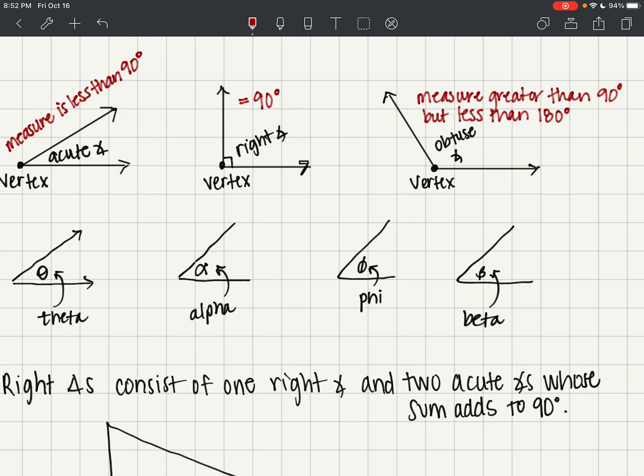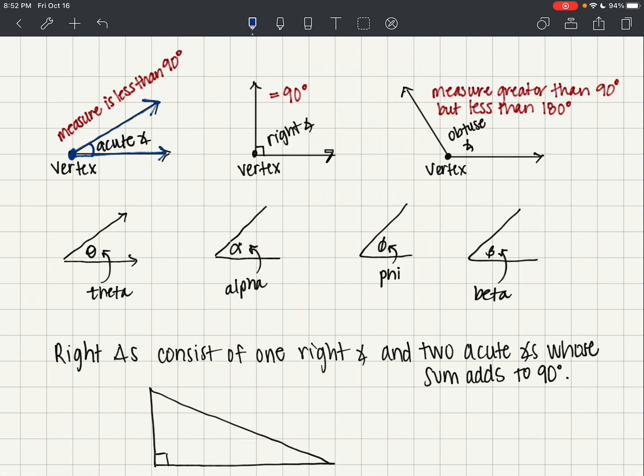Now, an angle is formed by two rays that share the same endpoint. And the angle that they form is an acute angle, a right angle, or an obtuse angle.